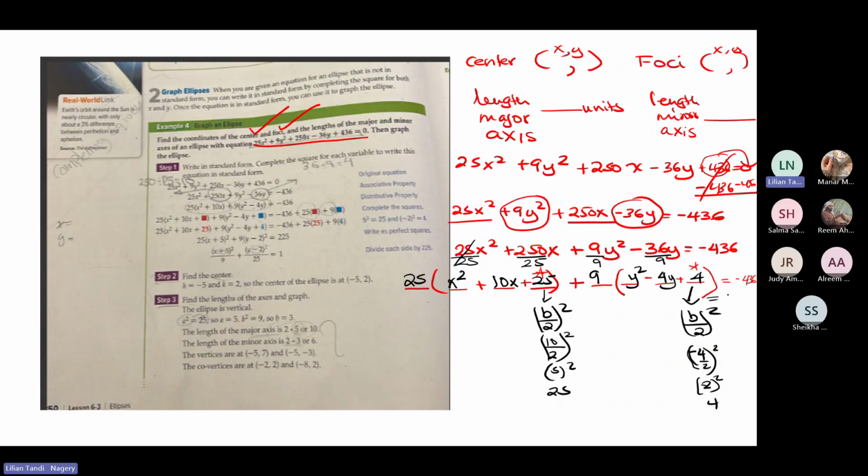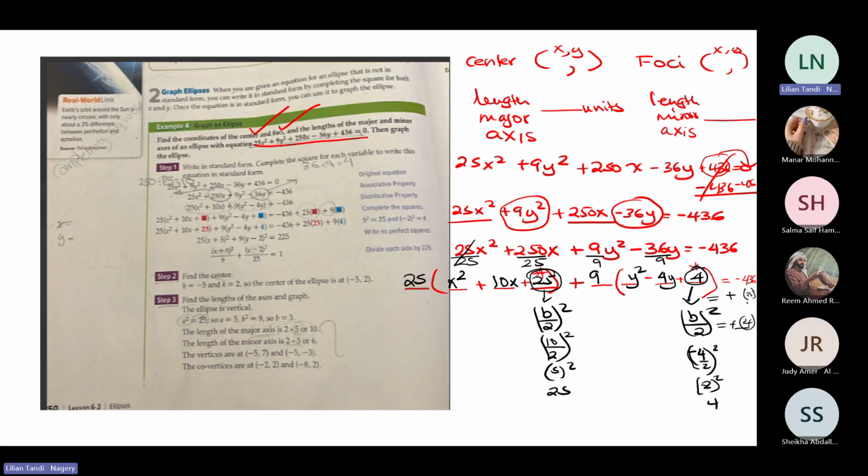All right. So the number that we are adding here, and here we are adding. Now, the number that you are adding should be in parentheses. So this is 25 and this is 4. Do we understand? This number and this number should be in parentheses on this side.